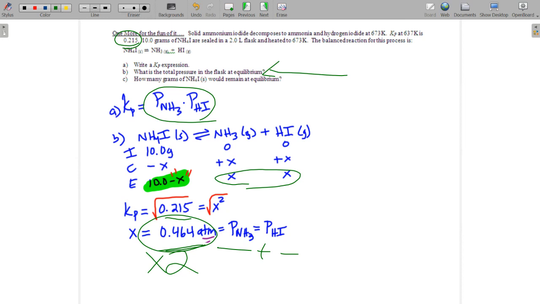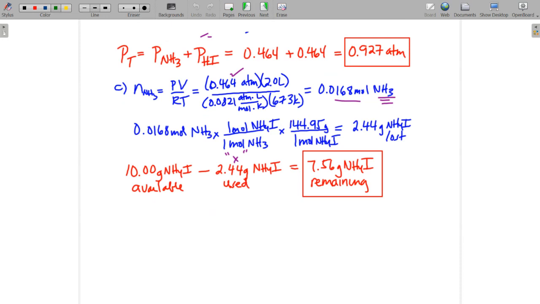The last part actually asks you to figure out how many grams of NH4I you have left at the end. Now, first of all, you know that you can't put solids into the ideal gas law. You do have lots of other information. So if you're just looking at NH3, you know that the pressure for NH3 was 0.464. You know that the volume of the container is 2 liters, and you know that the temperature was 673 Kelvin. So if you plug that in, you know that you created 0.0168 moles of NH3.